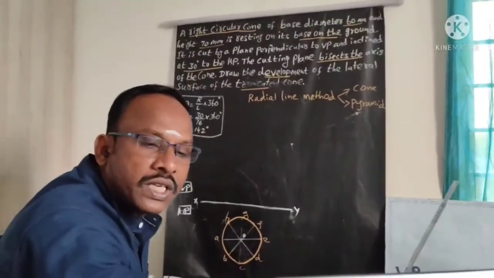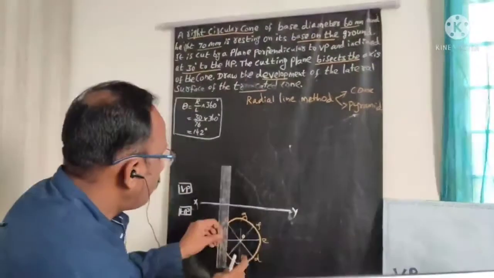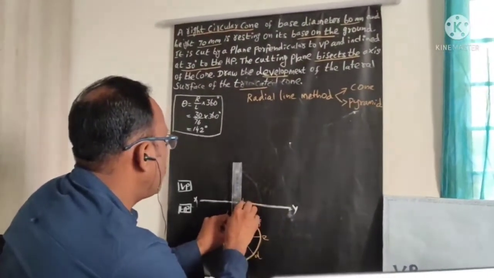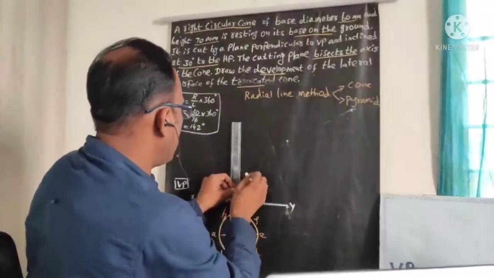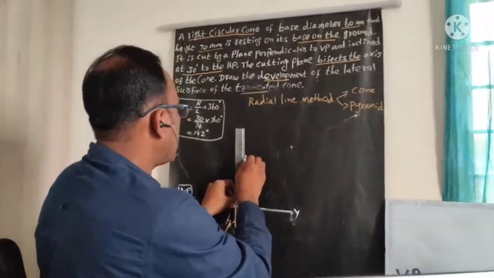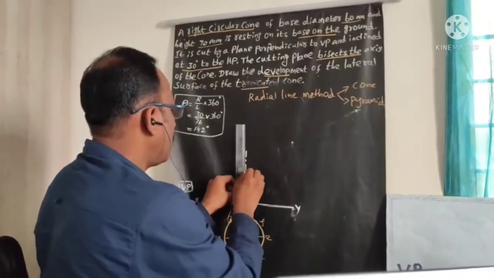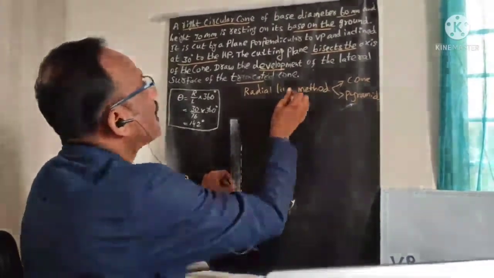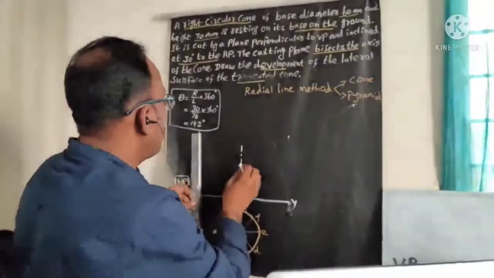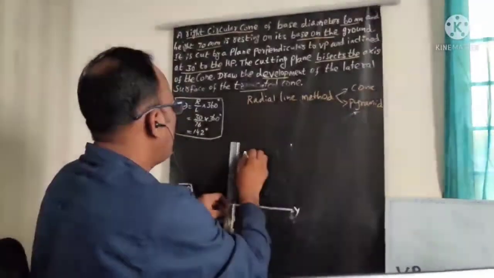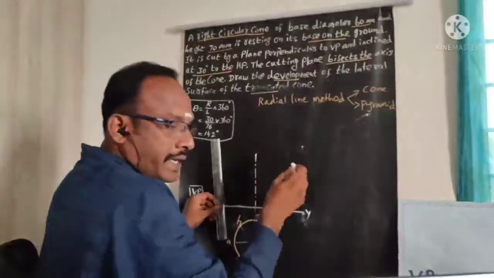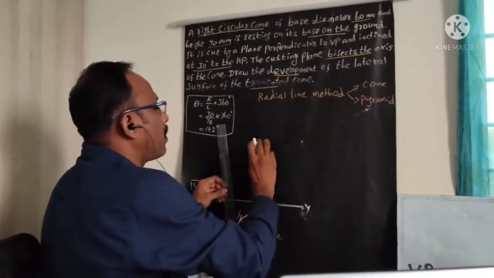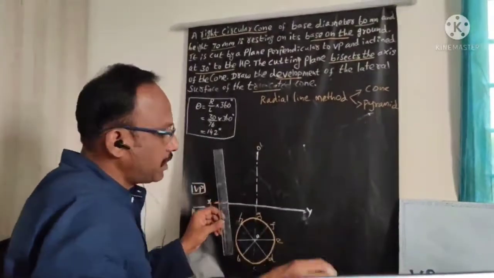Now I want to draw the corresponding front view. For which, from O, first I am going to draw one projection line. On this line, I will extend the axis line. What may be the height? It is given as 70 mm. For the 70 mm, I will mark one point here. That point is called O dash. This is the apex point or vertex point of the cone.